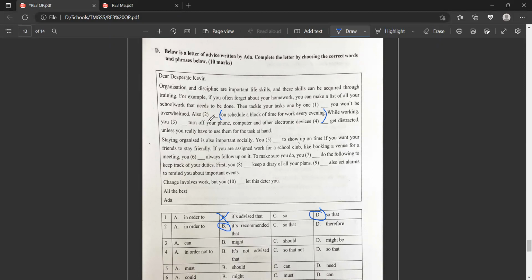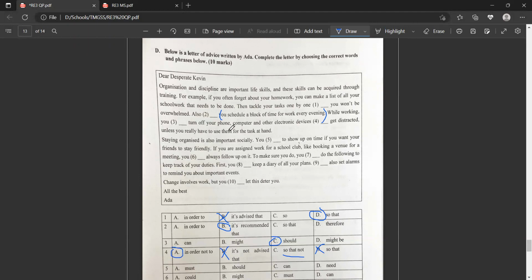While working, you didn't turn off your phone. You should. All right. Other electronic devices. Do get distracted. So only verb here. So you should not choose B. You should not choose D as well. So that not we don't have this pattern. So it will be A.